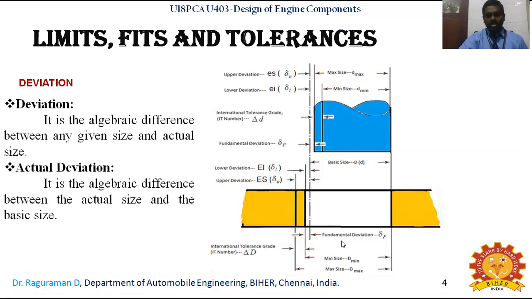So the actual deviation means it is the algebraic difference between actual size and the basic size. What is the difference between actual size and basic size? That's what you will call the actual deviation.